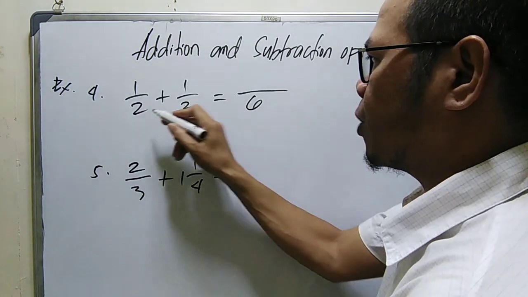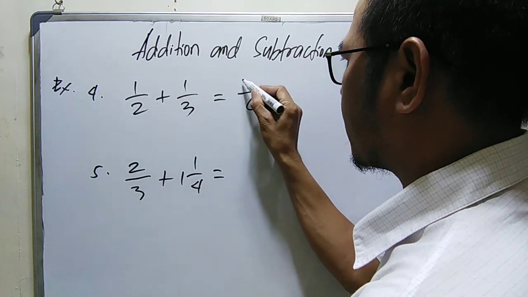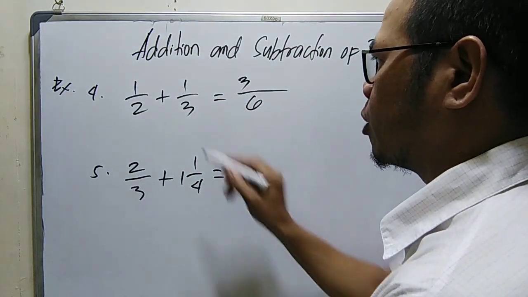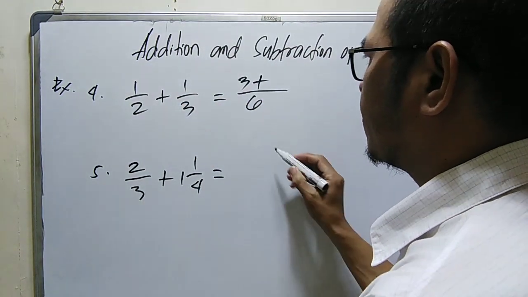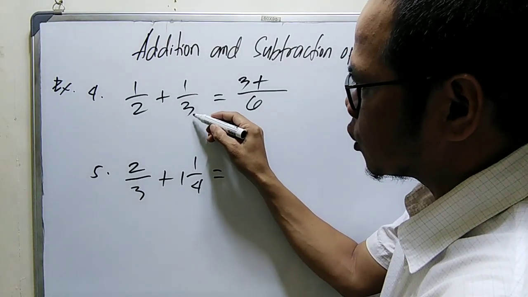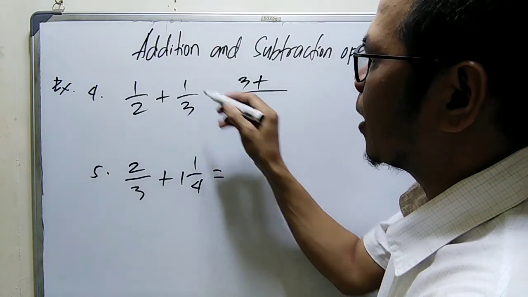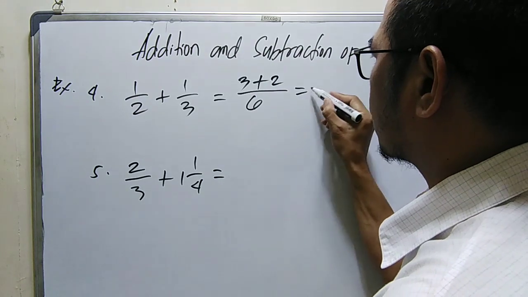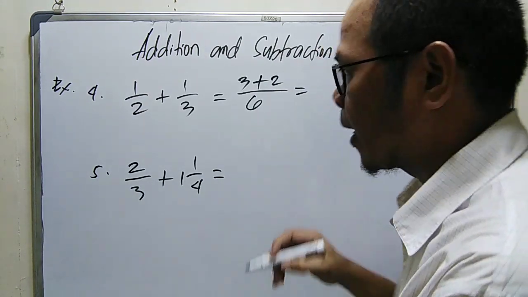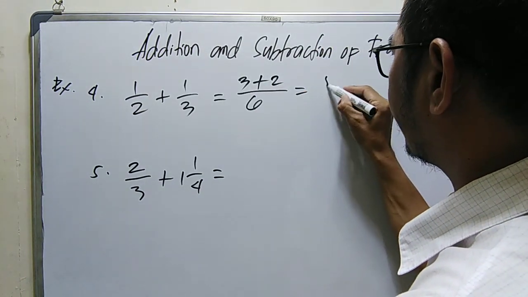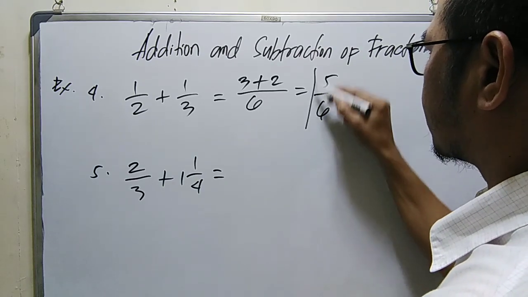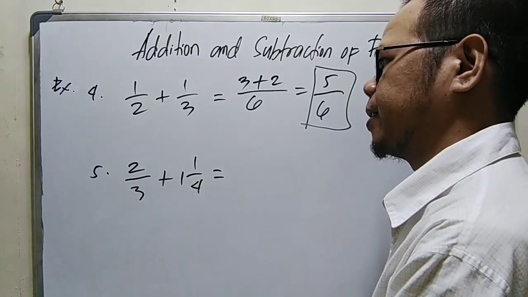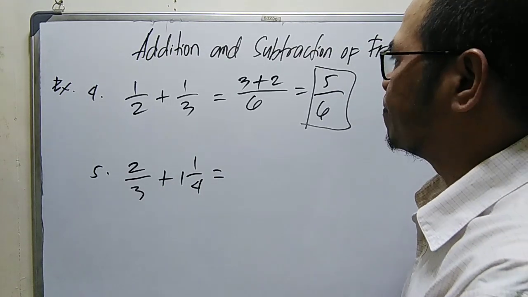So, 6 divided by 2 is 3 times 1, 3. Yan. Then, kopyahin natin yung plus sign. So, 6 divided by 3 is 2 times 1 is 2. So, equals, dyan na tayo mag-add. Okay? So, 3 plus 2 is 5 over 6. So, this is your final answer. Okay, last example sa addition of fraction.